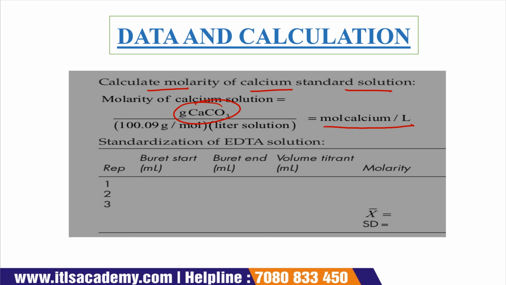After that we take the standardization of the EDTA solution. Here the burette start, here the burette end, and here the volume titrated. Then we put in the molarity of the calcium solution. This table is for the calcium solution. With the help of this we find out the mean and the standard deviation for the calcium solution.